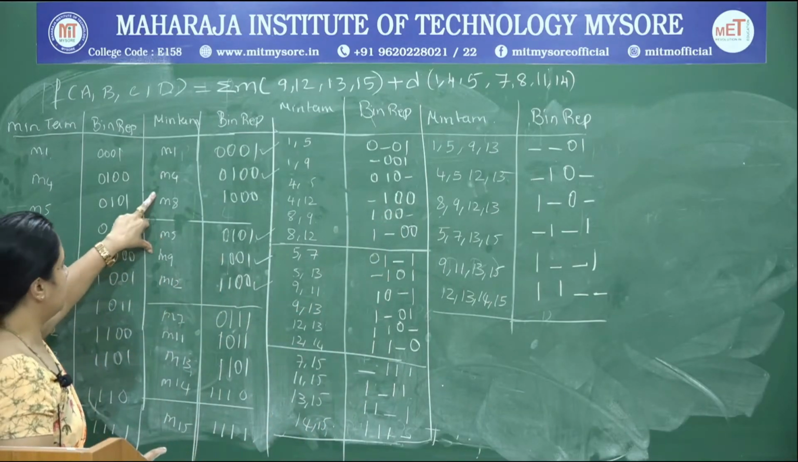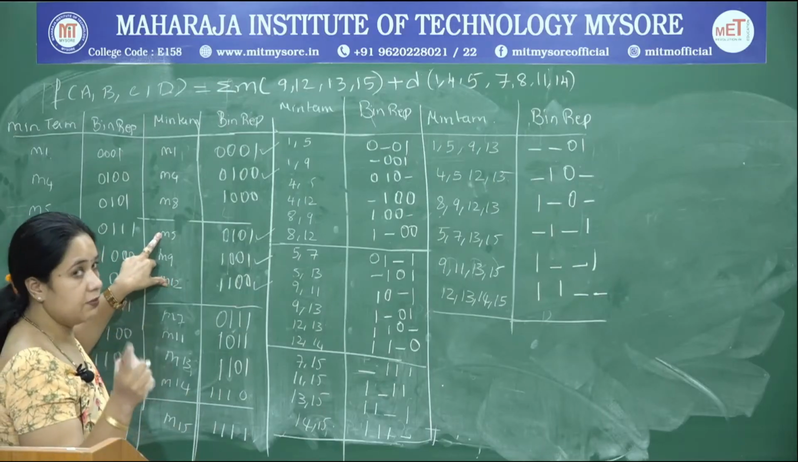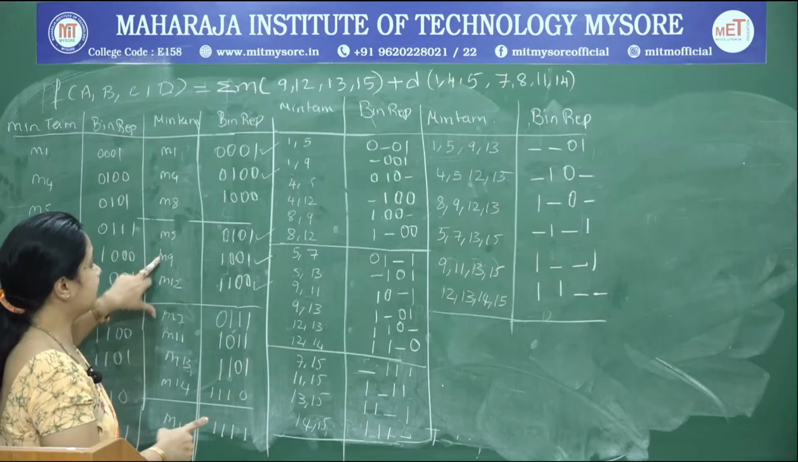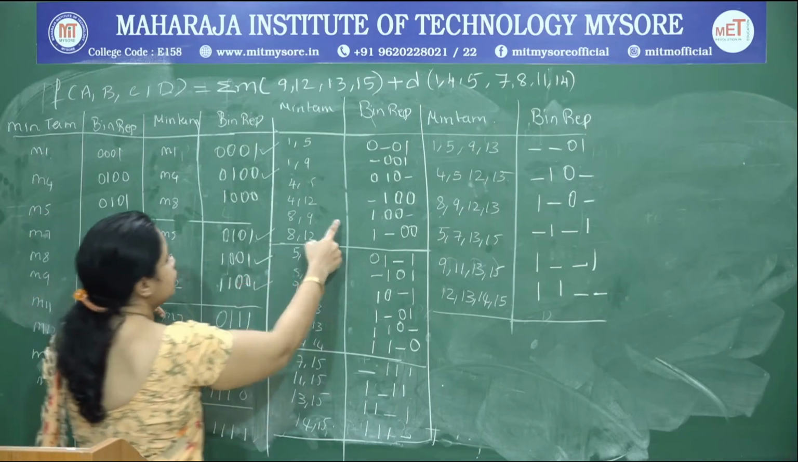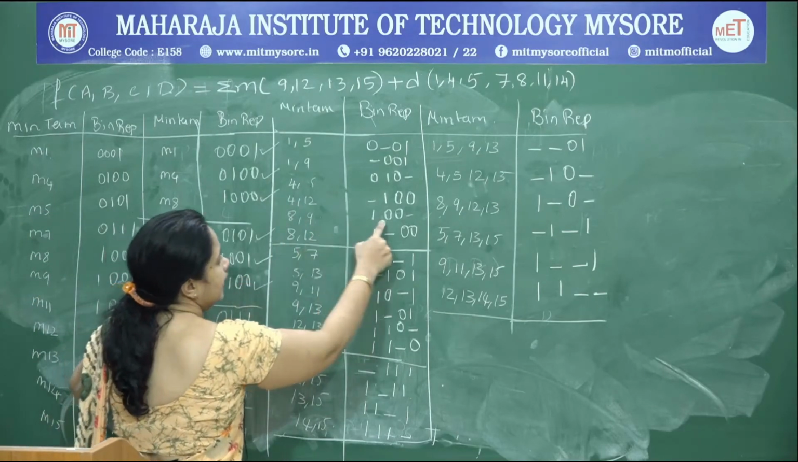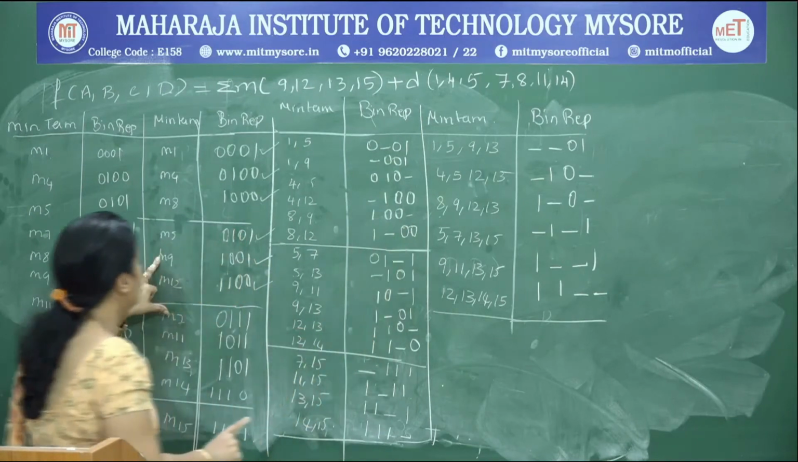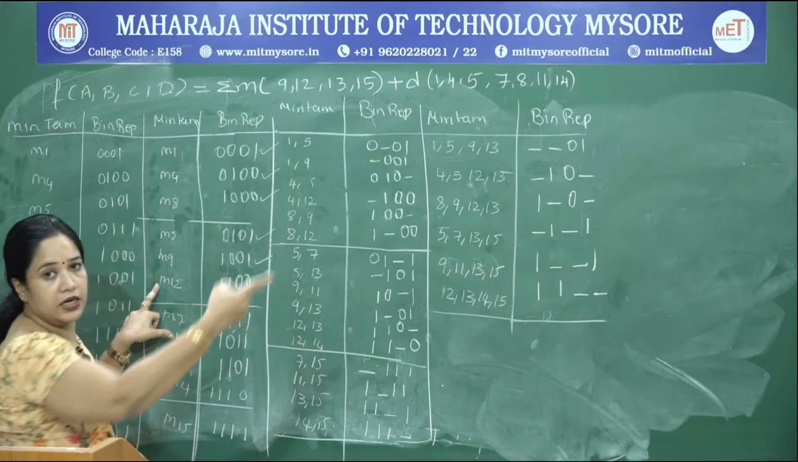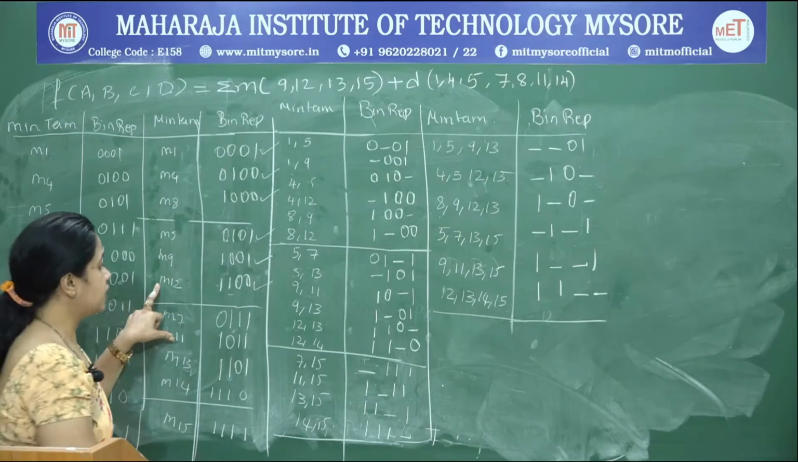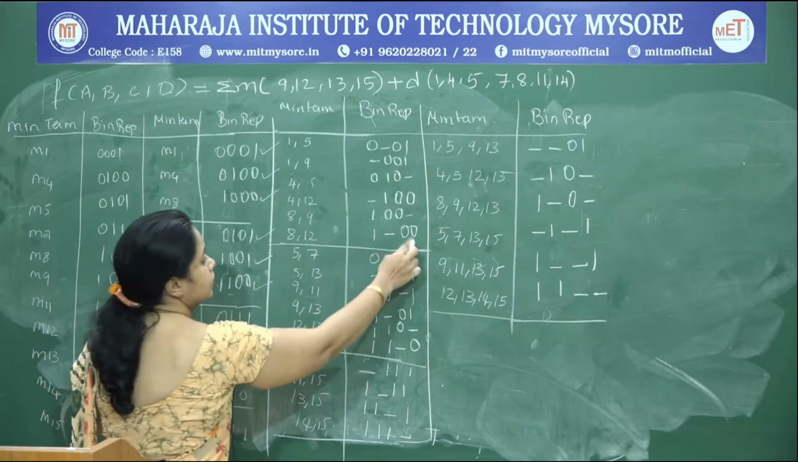Now we will continue with 8 and 5. 8 and 5 does not vary by 1 bit position, no need to carry. 8 and 9, yes, it varies by this bit position, replace it with the dash and carry it to the next column. 8 and 9 becomes 1 0 0 dash. Now compare 8 and 12, yes, it varies by this bit position, carry it to the next column by replacing it with a dash. So it is 1 dash 0 0.